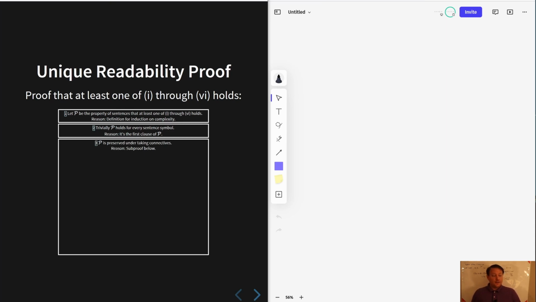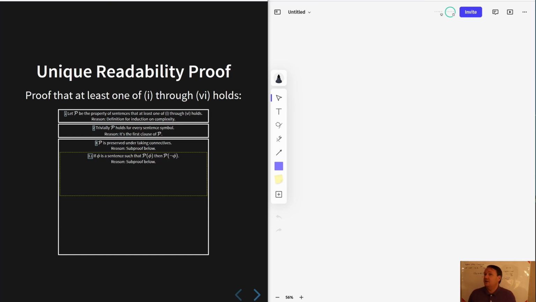So we'll define the property as just being that at least one of those cases holds. That's the property that I'd like to show holds for every sentence. Now, to show that this property is enjoyed by every atomic sentence is completely trivial because one of the clauses is that this sentence is an atomic sentence. So trivially, if that's what we have, it automatically satisfies at least one of the clauses, and therefore the property P holds for that sentence. Moving on to the inductive case, or the preserved by taking connectives case.